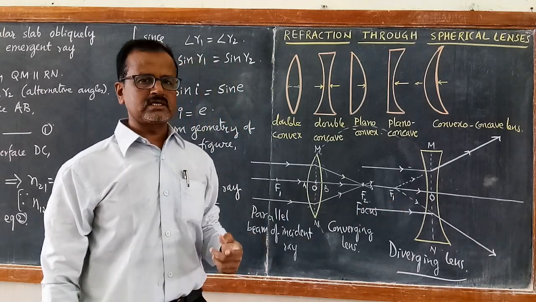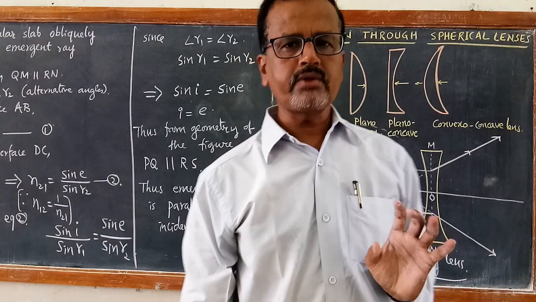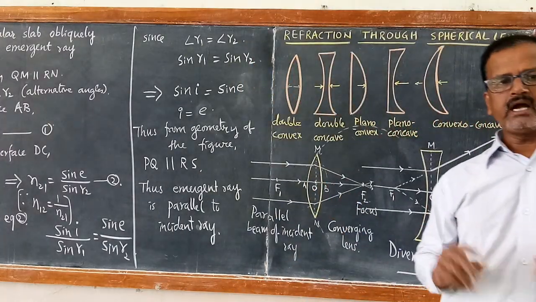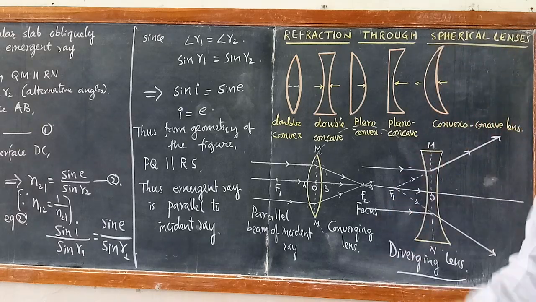So in the next session, we will learn how to draw the ray diagram for the formation of images by a convex lens and for the formation of images by a concave lens.